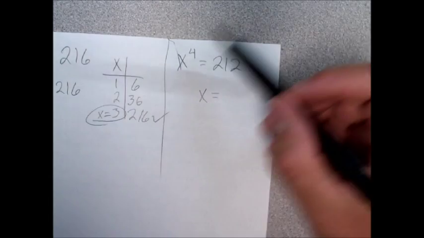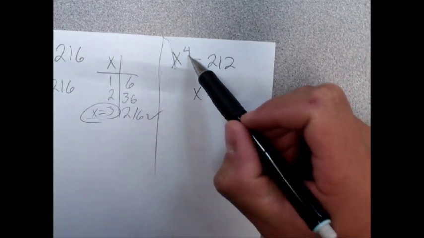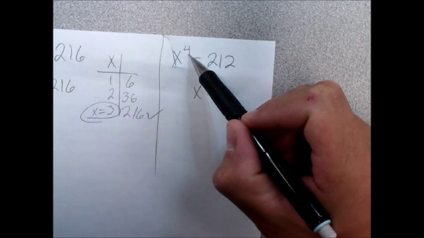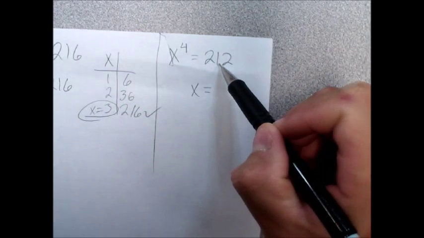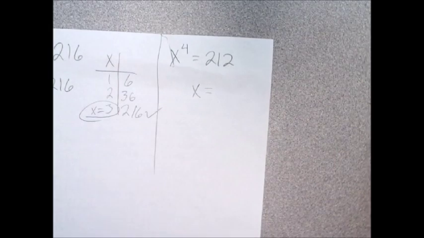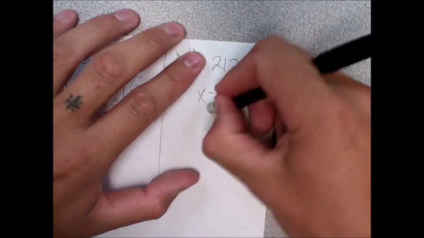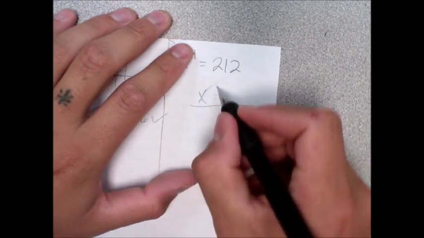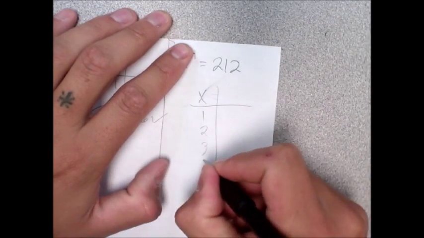I got it. What number multiplied by itself 4 times is 212? All right, so what does this problem ask? What number multiplied by itself 4 times is 212? Okay, so I would run this scenario just the same way as I did the last one. I just make a chart: 1, 2, 3, 4, and I just continue it down.